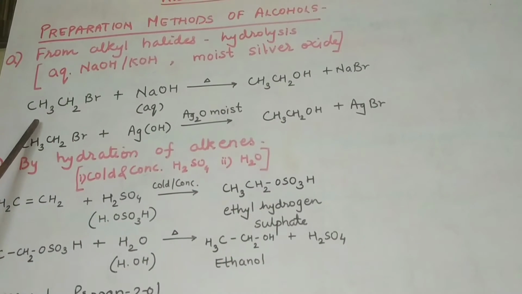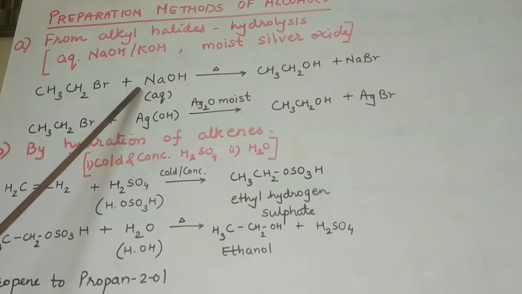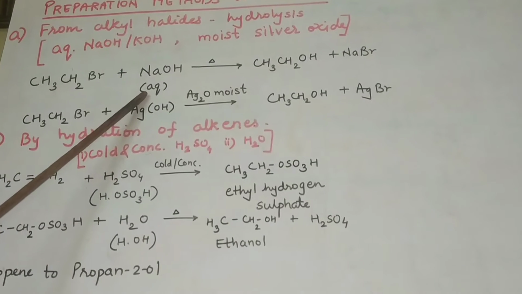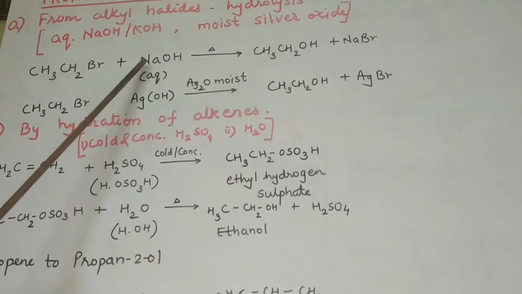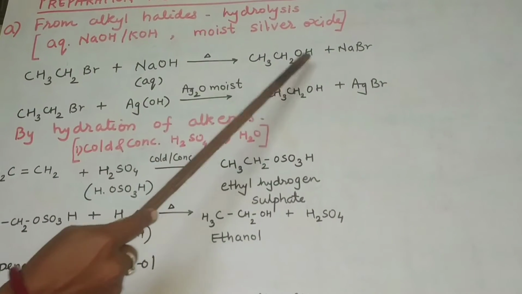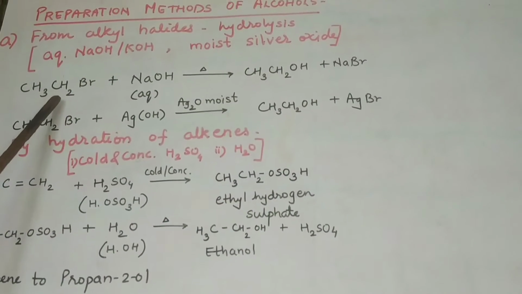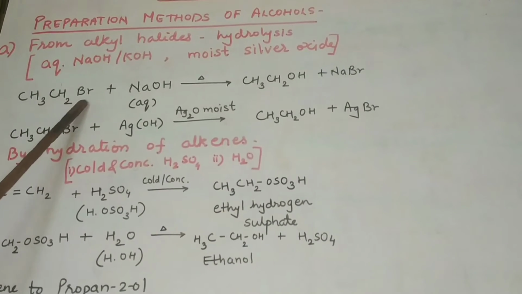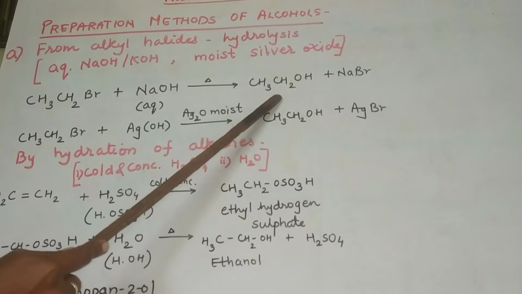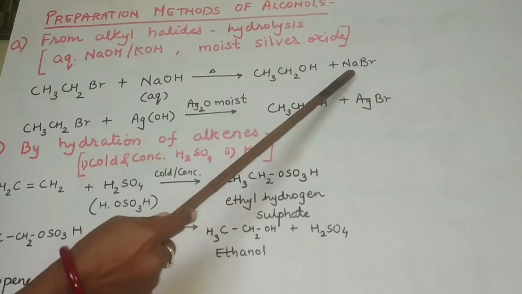So let's see the first reaction. This is ethyl bromide when treated with base NaOH or KOH. This is aqueous base, that is it contains more amount of water. NaOH or KOH, when heated, there is formation of ethyl alcohol or ethanol along with NaBr. This is a substitution reaction where Br is replaced by OH. So you get an alcohol very easily in the reaction. The reaction can be tried with KOH also and you will get the byproduct as KBr.